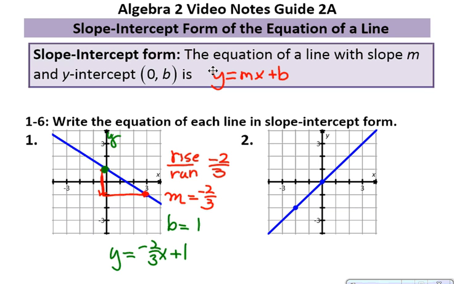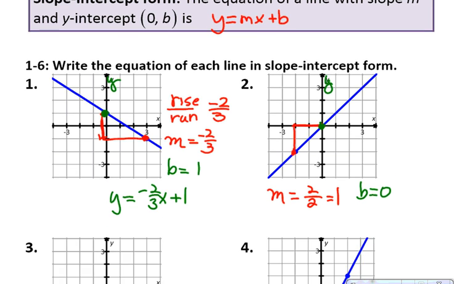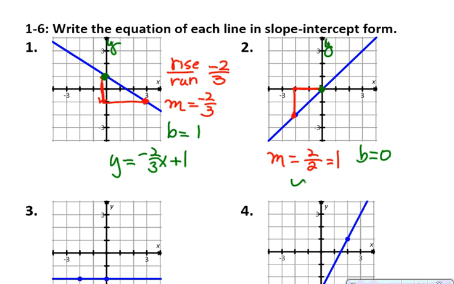On example 2, rise over run, going from this left point here to the right point here. We're going to go up 2, so our rise is going to be 2, and then our run is also going to be to the right 2, so also a positive 2, and that's going to reduce to 1. Our y-intercept, which is where it crosses the y-axis, there's that y-axis there, is 0, so b is equal to 0. Our equation then is going to be y equals 1x plus 0.